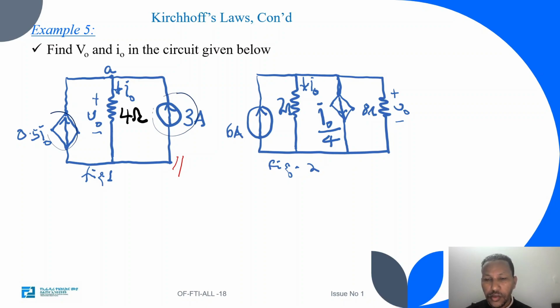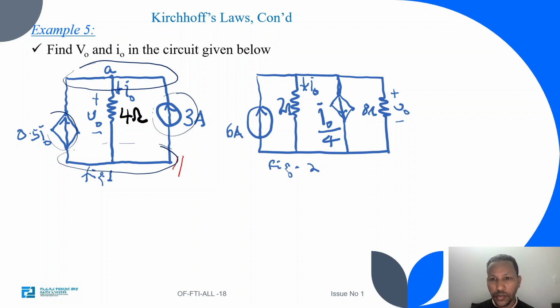To solve this, we can apply KCL. The application of Kirchhoff's current law, in addition to Ohm's law, lets us solve for I naught and V naught. For this circuit, we have two nodes. This is the first node, where three elements are connected together, and this is the second node, where the same elements are connected on the other terminals.